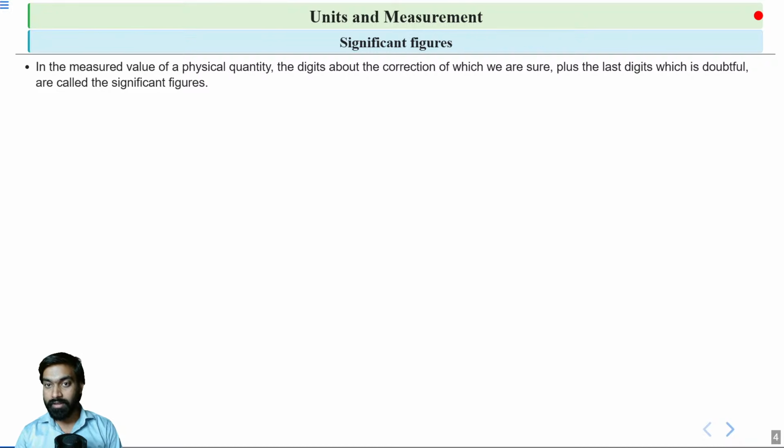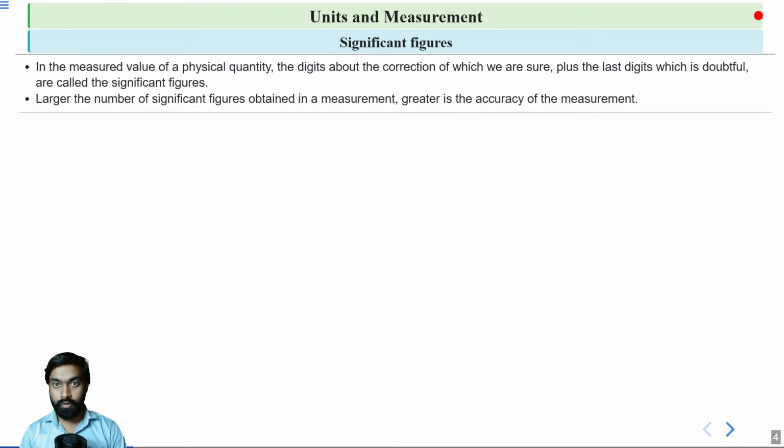This means that significant figures tell us about the precision of any measurement. The more significant figures there are, the more precise the measurement. Clear? So in any measurement, the more significant figures there are, the higher its accuracy will be. This is because more significant figures mean that the measurement tool is more precise, which reduces uncertainty.